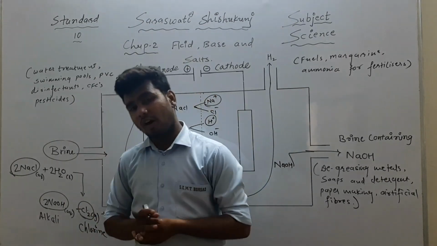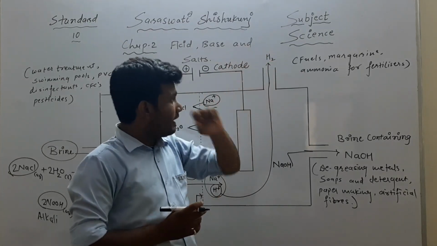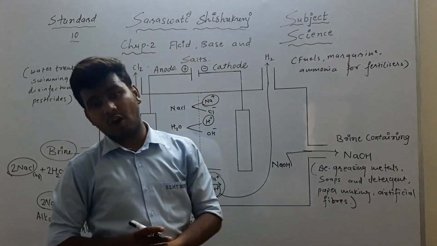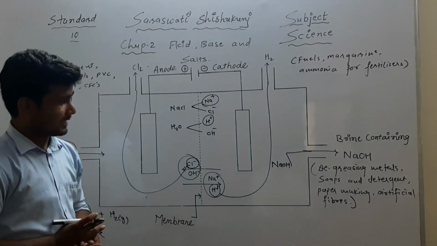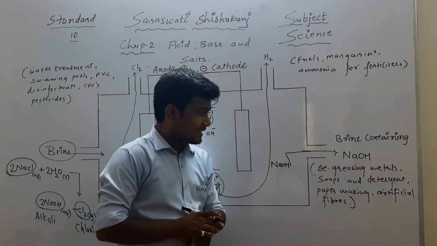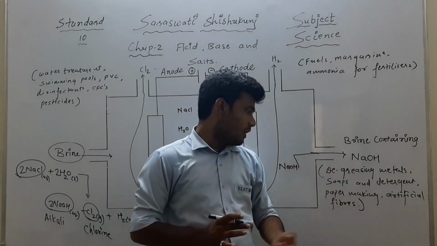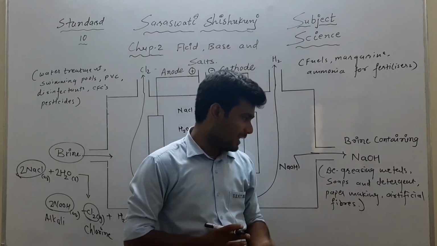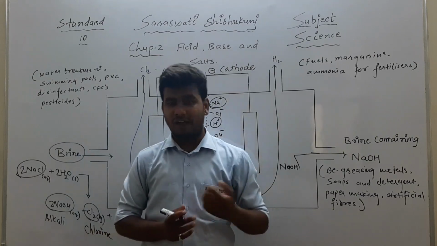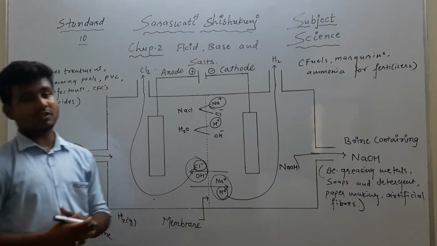Here the hydrogen which is formed on the cathode is used as a fuel, and in margarine. It's also used in the preparation of ammonia in Haber's process. The NaOH which we are getting is used for degreasing metals, in the formation of soap and detergent. Also it's used in paper making industries and in the formation of artificial fibers. So see, the products which we are getting, how they are used, that is also explained.